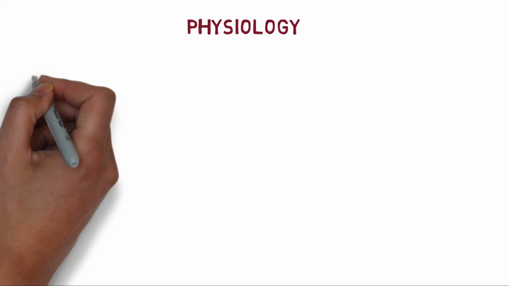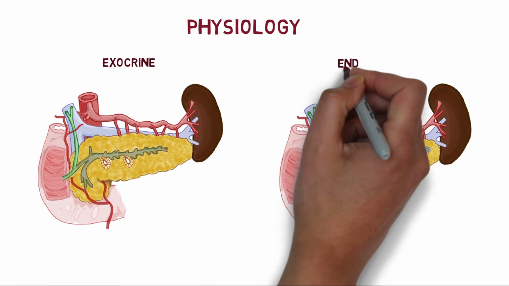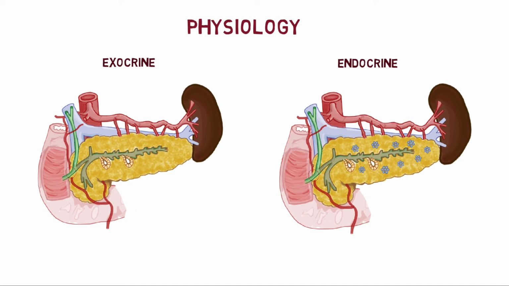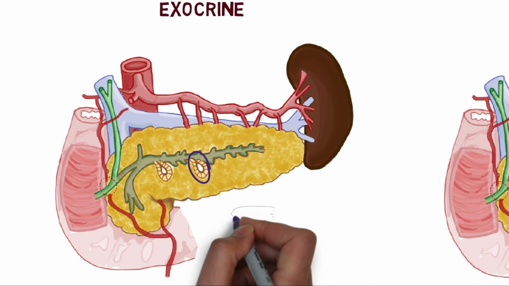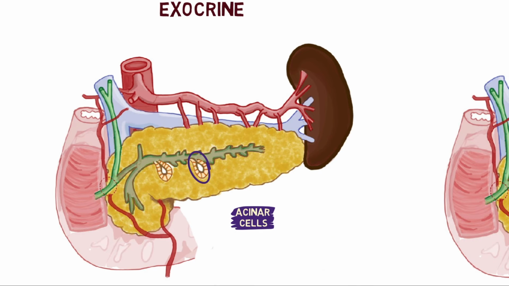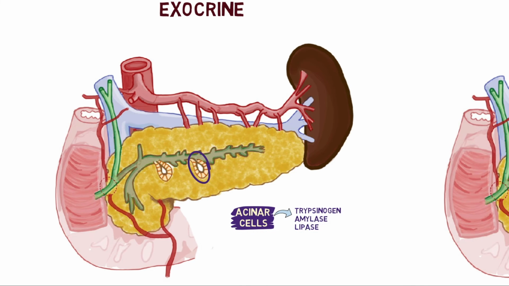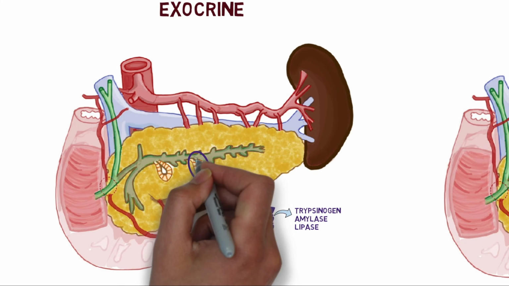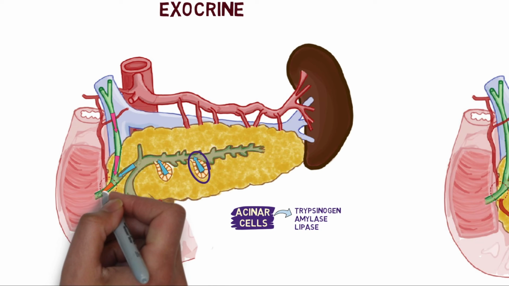Now to look at some physiology. Physiologically, the pancreas can be split into both an exocrine pancreas and an endocrine pancreas. The exocrine or ductal pancreas comprises acinar cells which produce pancreatic enzymes needed for digestion, examples of which are trypsinogen, amylase, and lipase. The enzymes are secreted in an inactive form, which then travel through the ductal system and enter the duodenum, where they are activated.